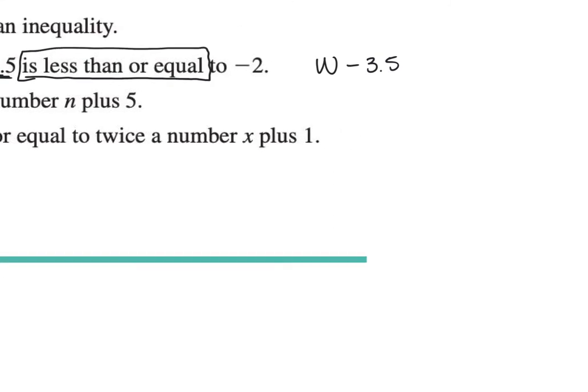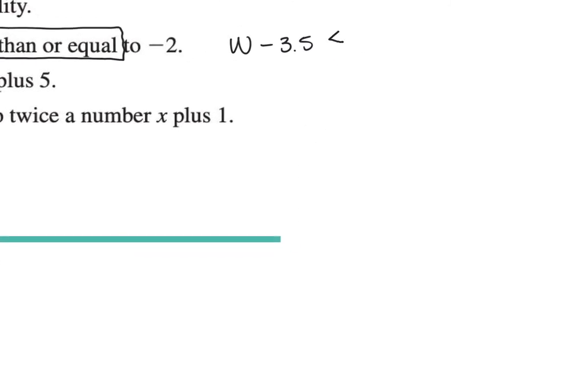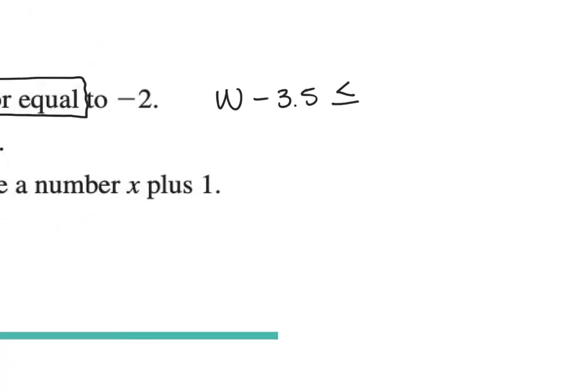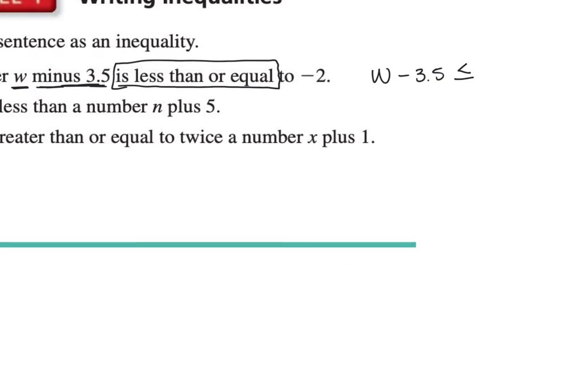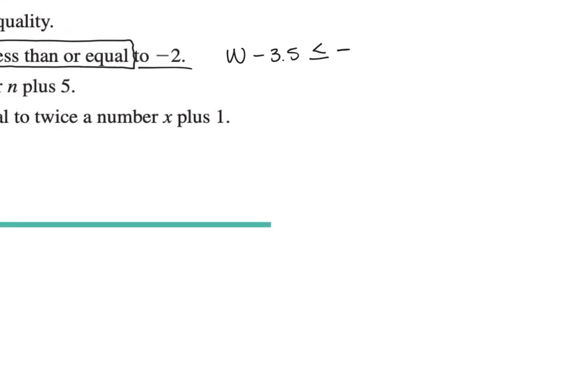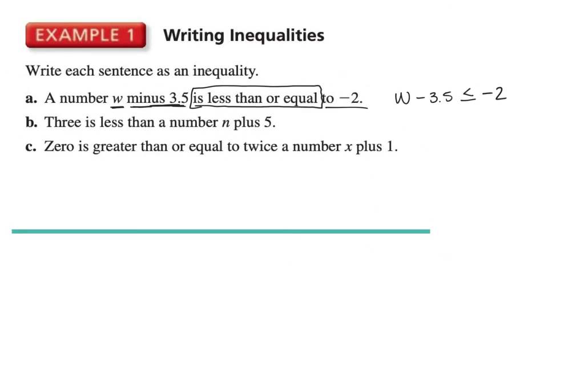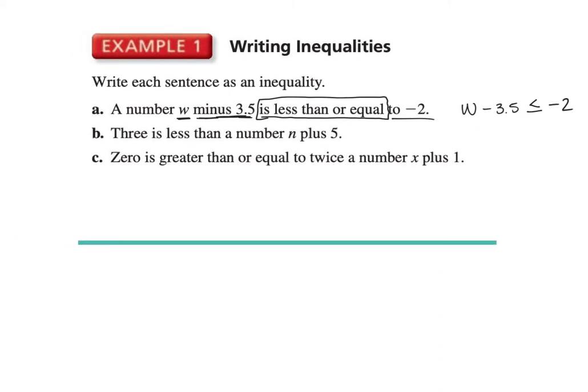Is less than or equal to. So this has to be less than or equal to. See how it's opening up? Your symbol will always open up to the side that's greater, to -2. And then we're just going to put -2 on the right side. Okay? W minus 3.5 is less than or equal to -2. We're done. Okay? You don't even need to solve it. We're just writing an inequality for the sentence.